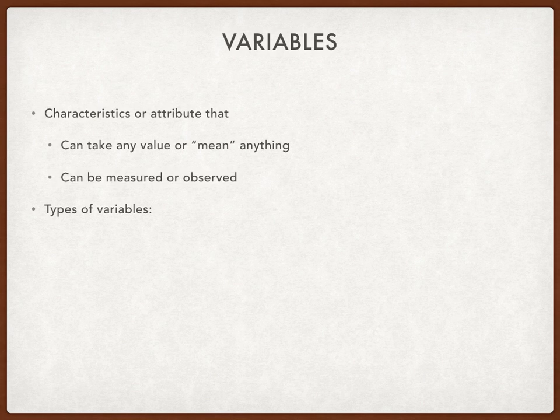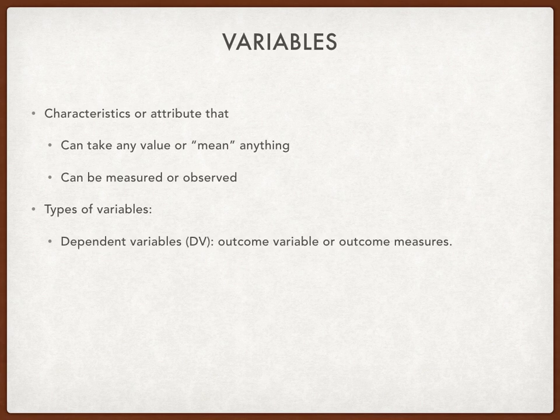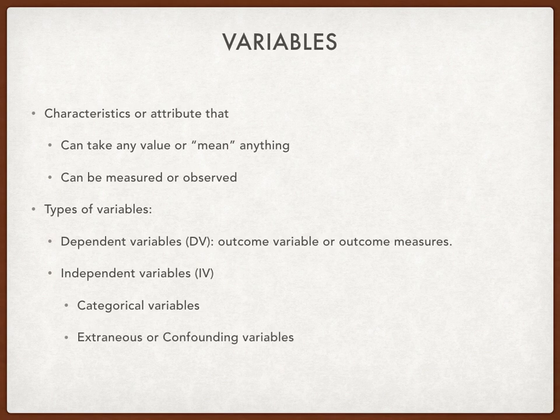And there are several different types of variables. We have the dependent variable, DV, which is the outcome variable or the outcome measures. We'll use that terminology a lot in athletic training journals or any other medical type journals. And for the independent variable, we have several different types: categorical variables, extraneous or confounding variables, and control variables. I'm going to explain each one of these in more detail.